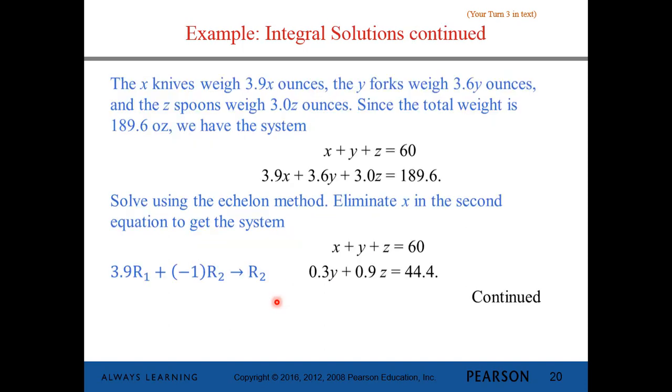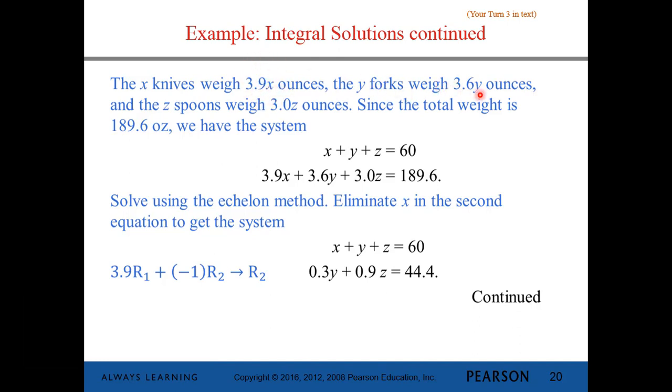Now the second one has to take in the weights of each. Well, we know that a knife weighs 3.9 ounces, a fork weighs 3.6 ounces, and a spoon weighs 3 ounces. So we know that the total number of ounces has to be this. Well, if we take the number of knives times the weight of each knife, this is going to give us the total weight of the knives.